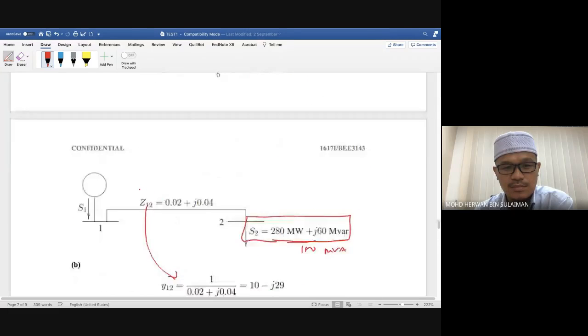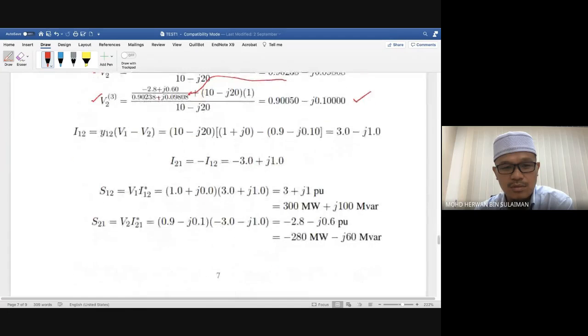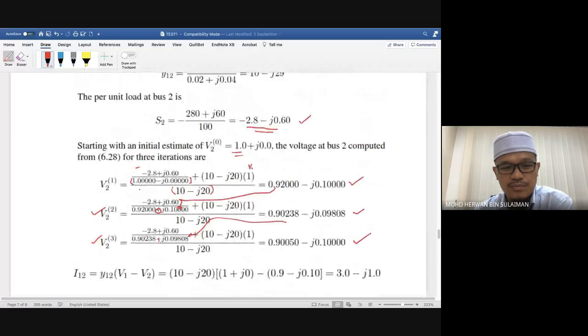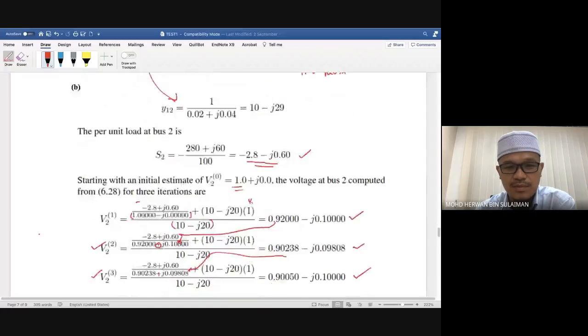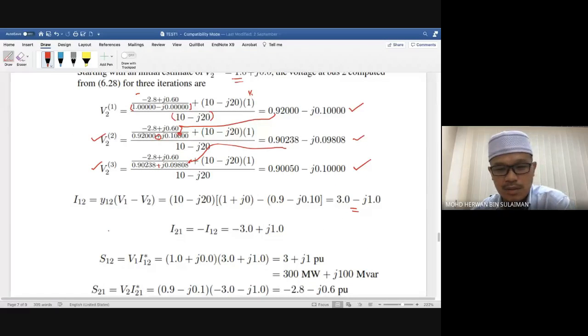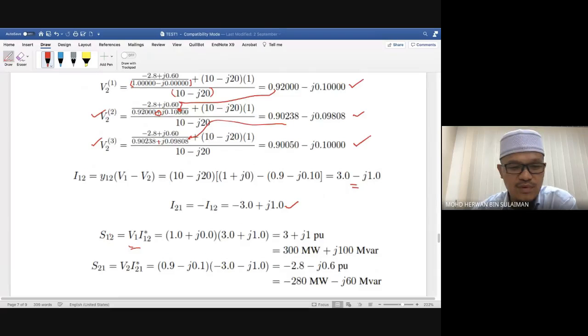Next, you can find your current flow. So basically your current flow I12 equals V1 minus V2 divided by Z, or if you use Y it is also fine, you will get the same. So you get your current I12 here, and then I21 is usually negative. So you get this one. And then S12 equals V1 I12 conjugate, S21 equals V2 I21 conjugate. Don't forget the conjugate here.